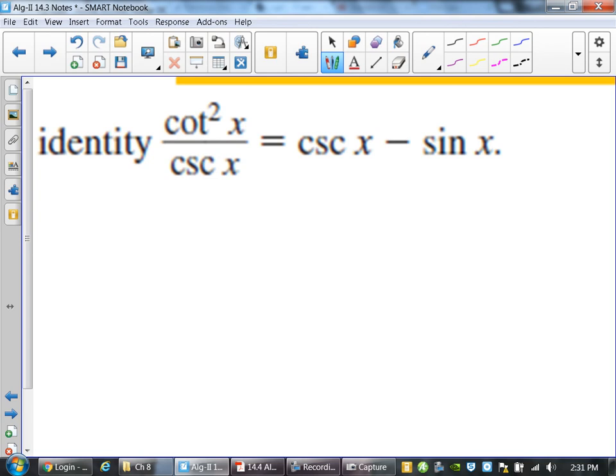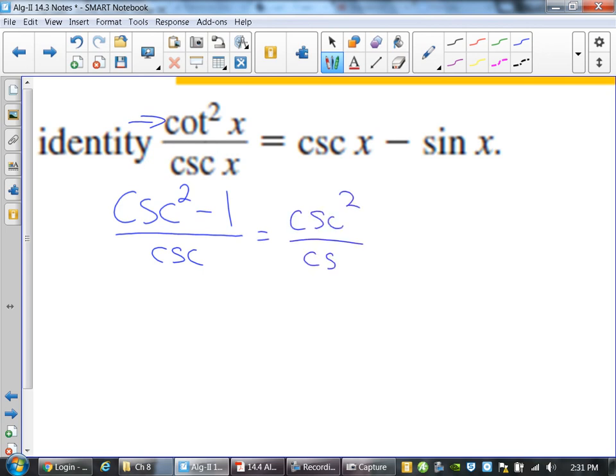So think about it. Cotangent squared. What can you rewrite cotangent squared as in terms of one of your Pythagoreans? Very good. So I can rewrite the numerator here as cosecant squared minus 1, and that's all over cosecant. You see where this is going now? Now I have two terms in my numerator all over one part in the denominator, which means I can split them apart. So I can get cosecant squared over cosecant minus 1 over cosecant.